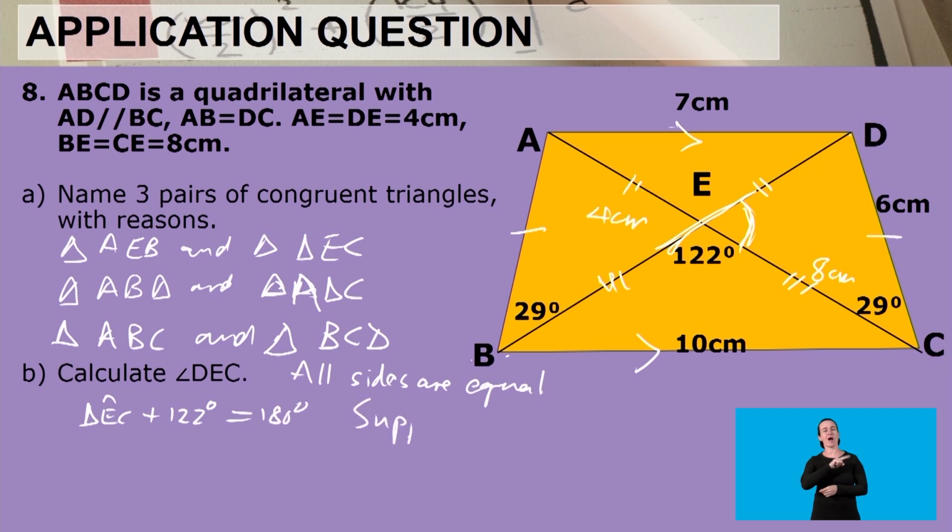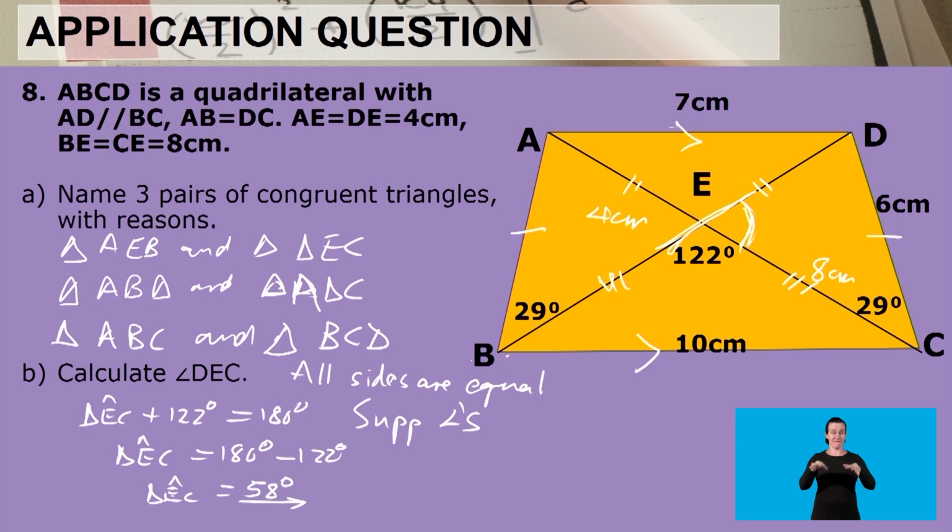These are supplementary angles. And therefore, angle DEC equals 180 minus 122 degrees, and therefore, angle DEC equals 58 degrees. That's our value of that angle.